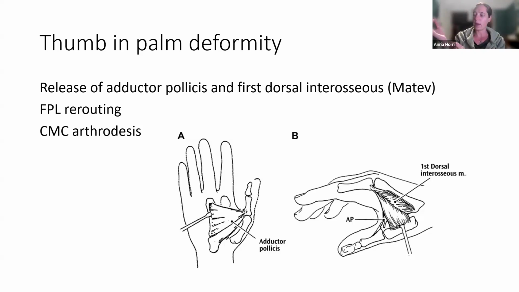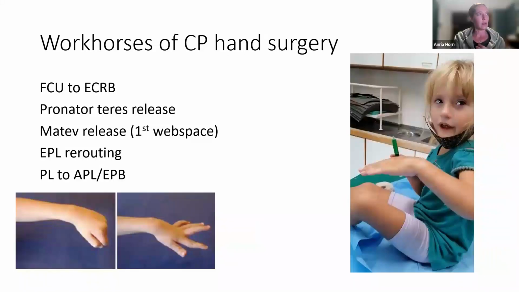Doesn't really work. So now my new thing is I take palmaris longus and I put that on the first dorsal compartment. That seems to be working a little bit better. And then another addition to the surgery is I now K-wire the joint for 6 weeks while everything heals. Because if you just put it in the slab, the slab doesn't work. And you can do arthrodesis as well. Lots of options. But the workhorses, the ones that are most frequently reported on and perform, are FCU to ECRB, pronator teres, Matev, EPL, and so on.